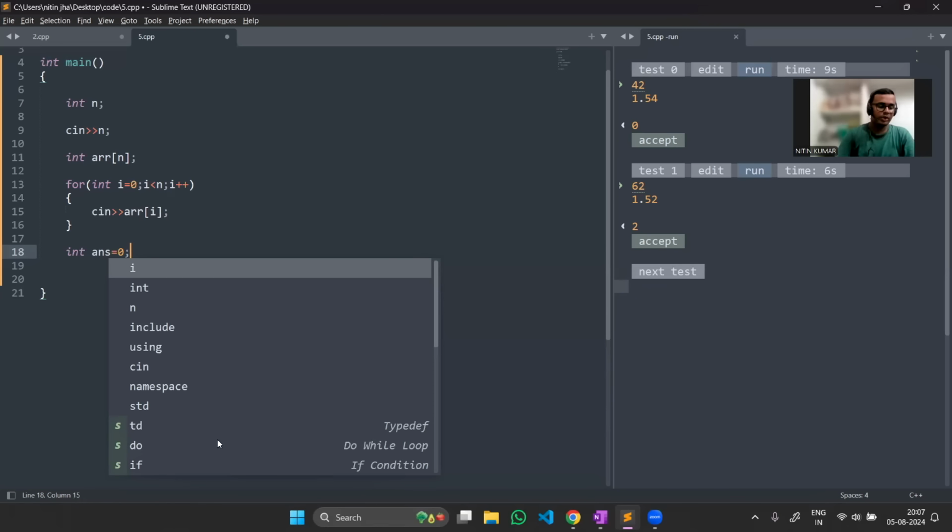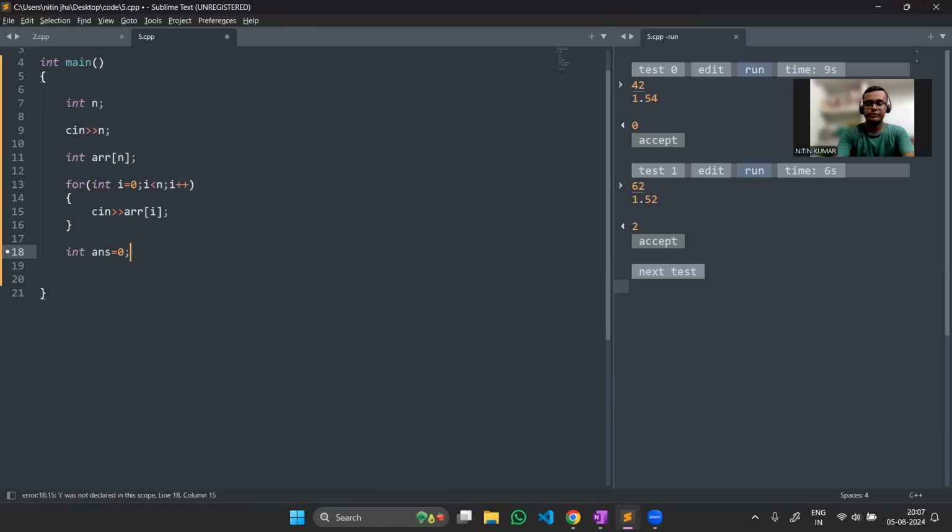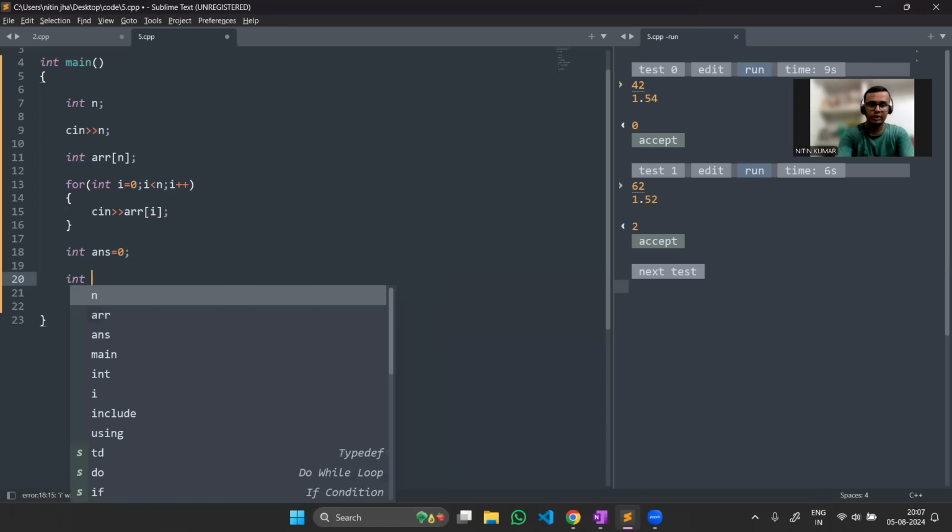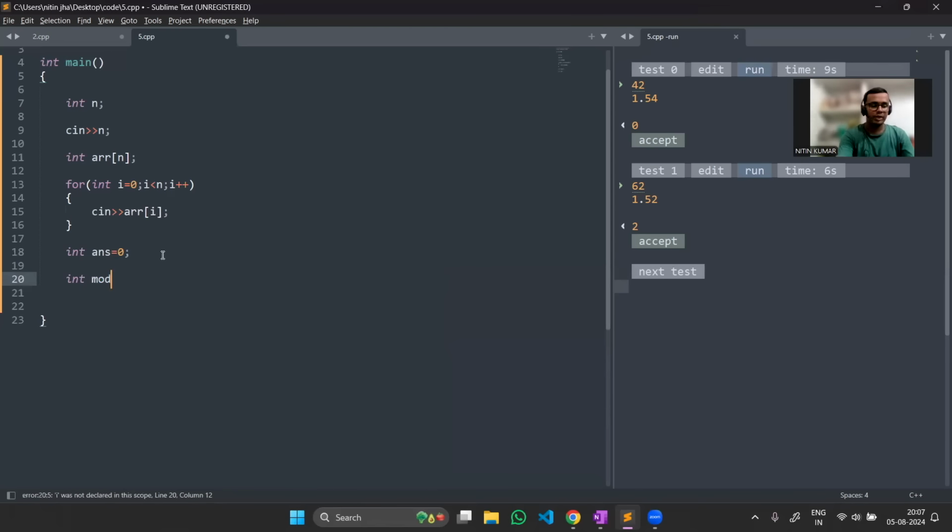What is our task here now? Let's also create int mod, and it could be nothing but 1e9 plus 7. It is just a way to write 10 to the power 9 plus 7. Now we have to write a for loop. Anything I'm missing? Let's write a for loop.